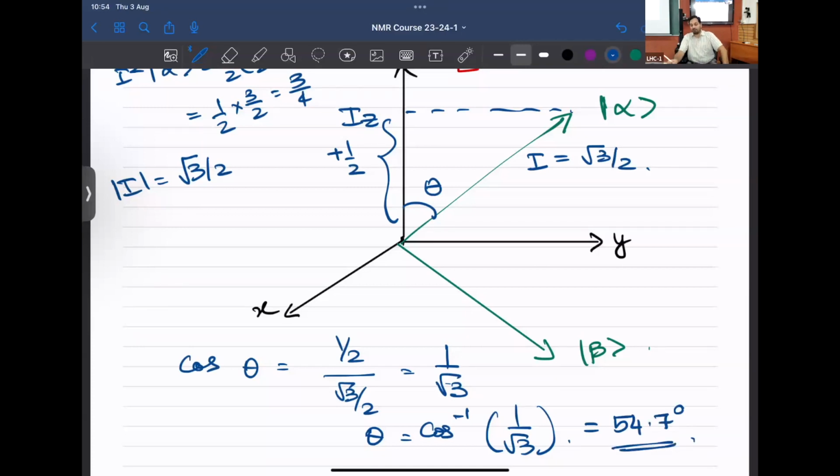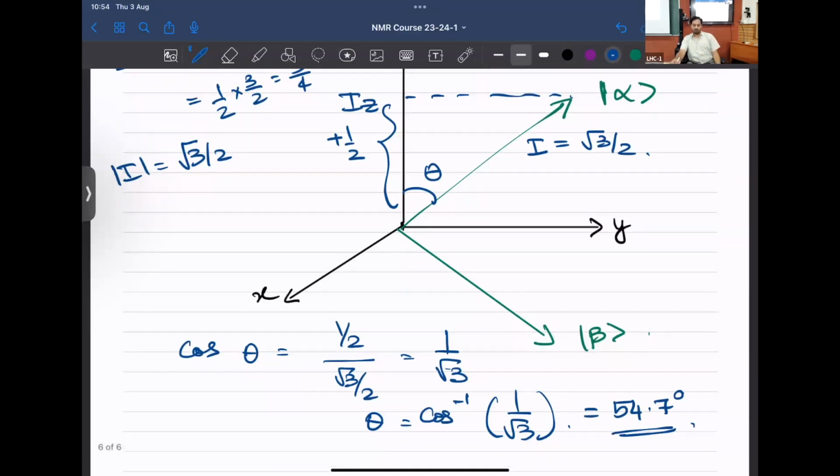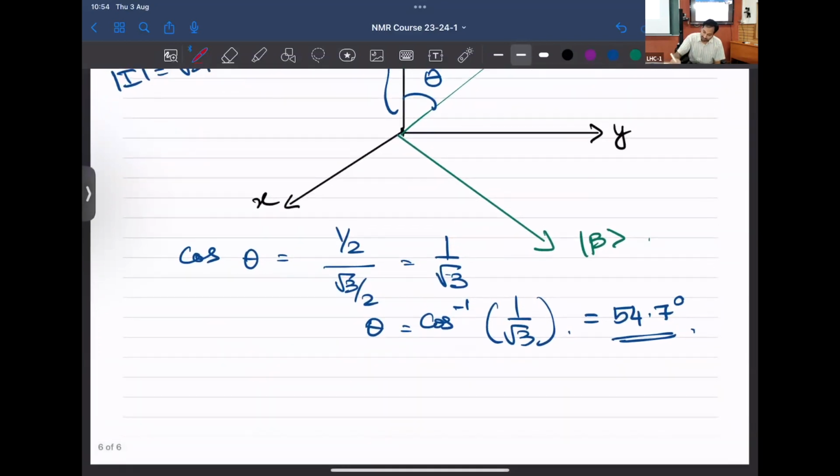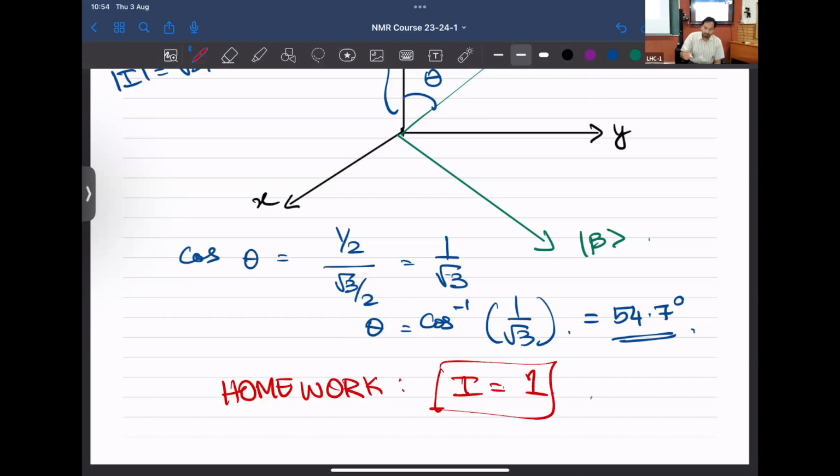So what do we understand from this? The nuclear magnets do not align parallel or anti-parallel to the external magnetic field. They align at an angle with respect to the external magnetic field. I request you guys, as an exercise, to work it out for a spin 1 system. What are the angles that are subtended for a spin 1 system? And then slowly start to imagine, as you increase the spin quantum number, how many states are going to be there, how many orientations start to come.